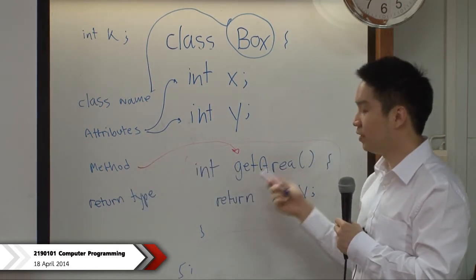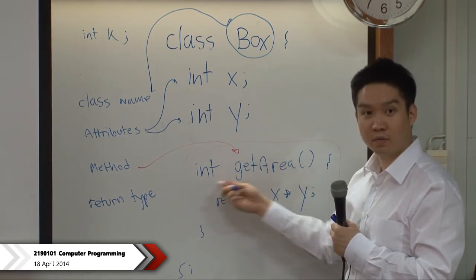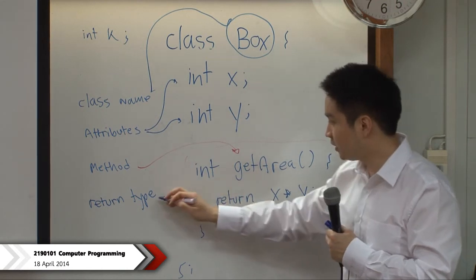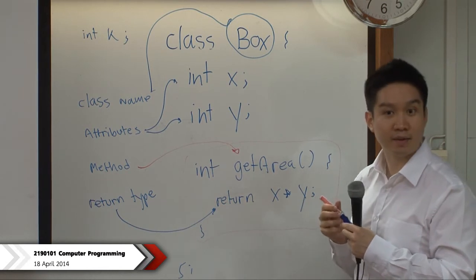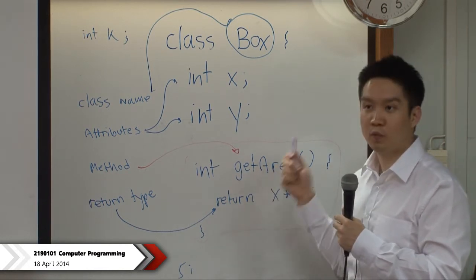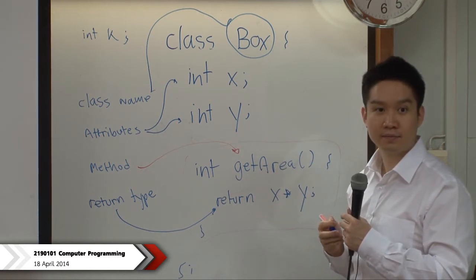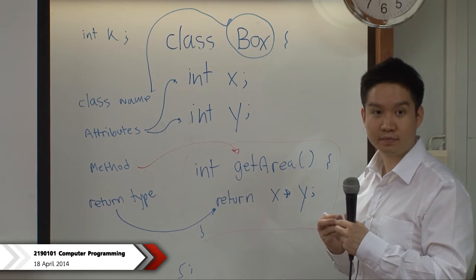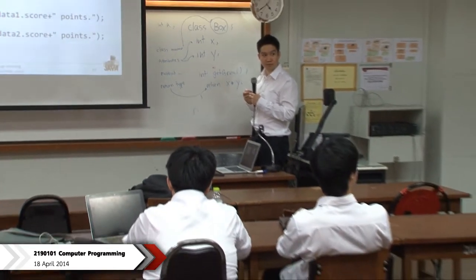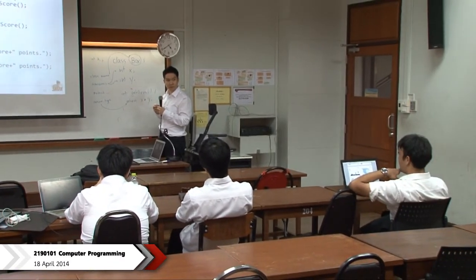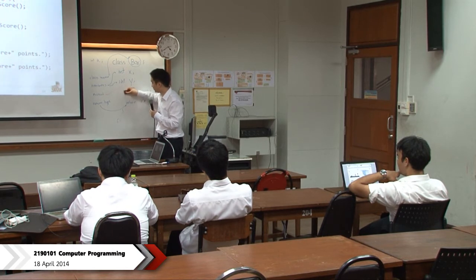How do I know what's the return type? This is the return keyword. But what about the return type? How do I know what the return type of the method is? Because it is an attribute. Really? So you're saying that I cannot do this then?